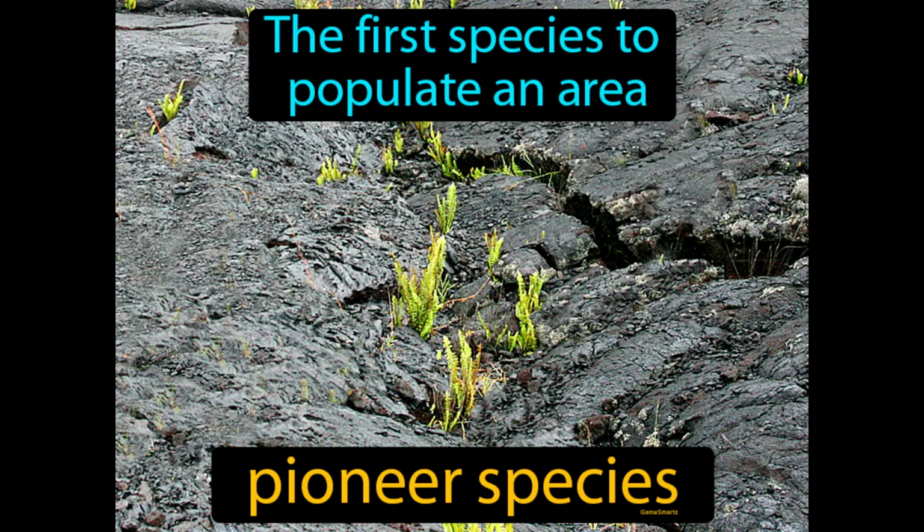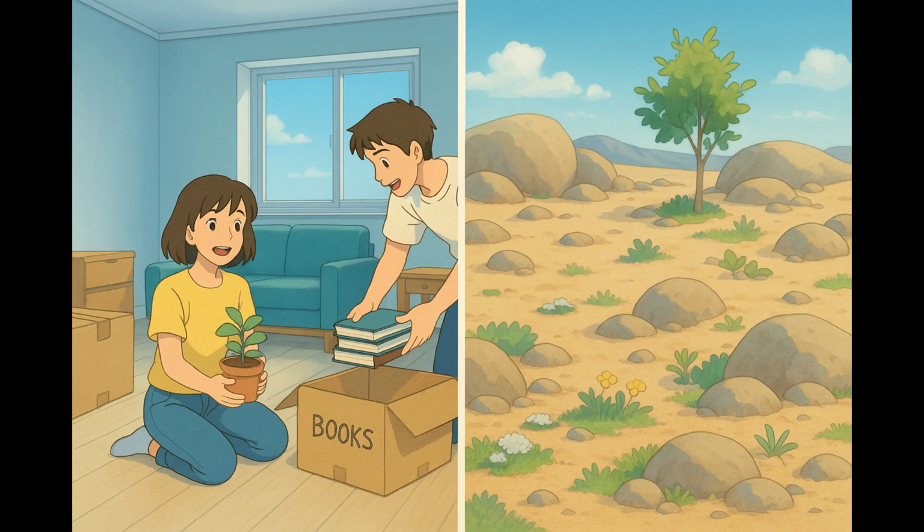The first species to populate an area, pioneer species. Pioneer species are the initial organisms that begin colonizing barren environments, paving the way for other species to establish. Imagine moving into a new apartment that is completely empty with no furniture or decorations. Just like how you are the first to settle in and make the space livable by bringing in furniture and personal touches, pioneer species are the first to populate a barren area and start the process of ecological succession.